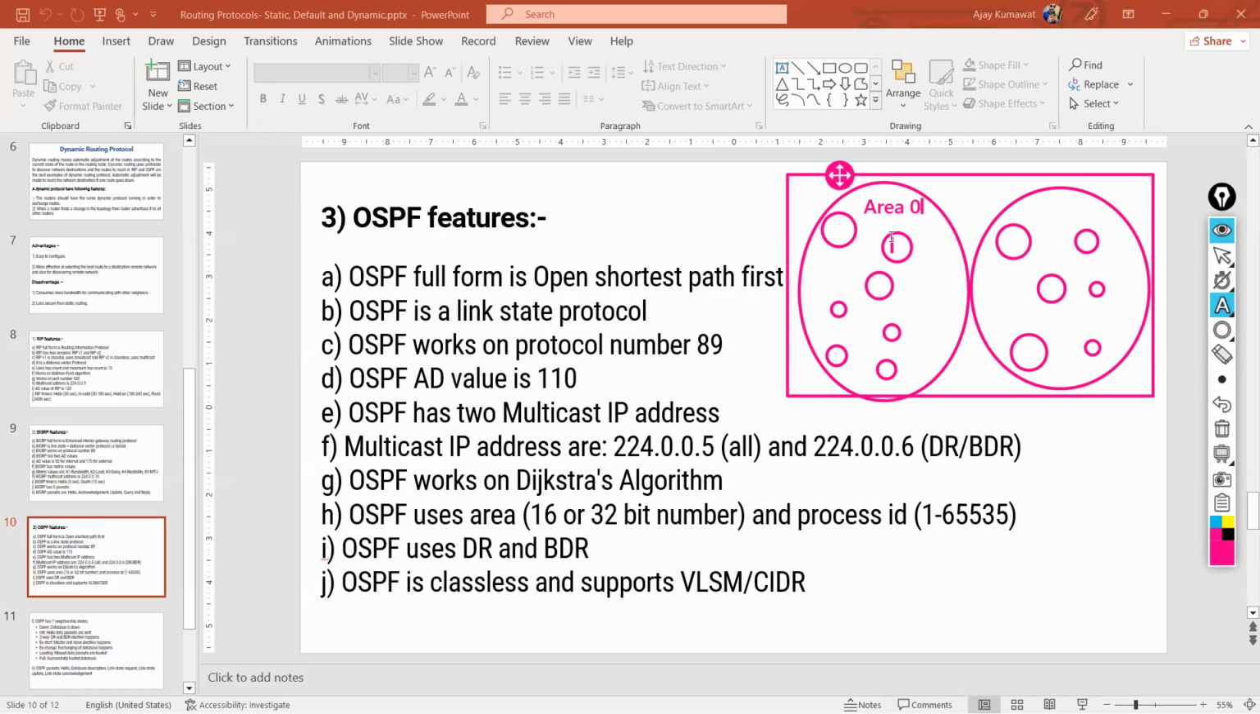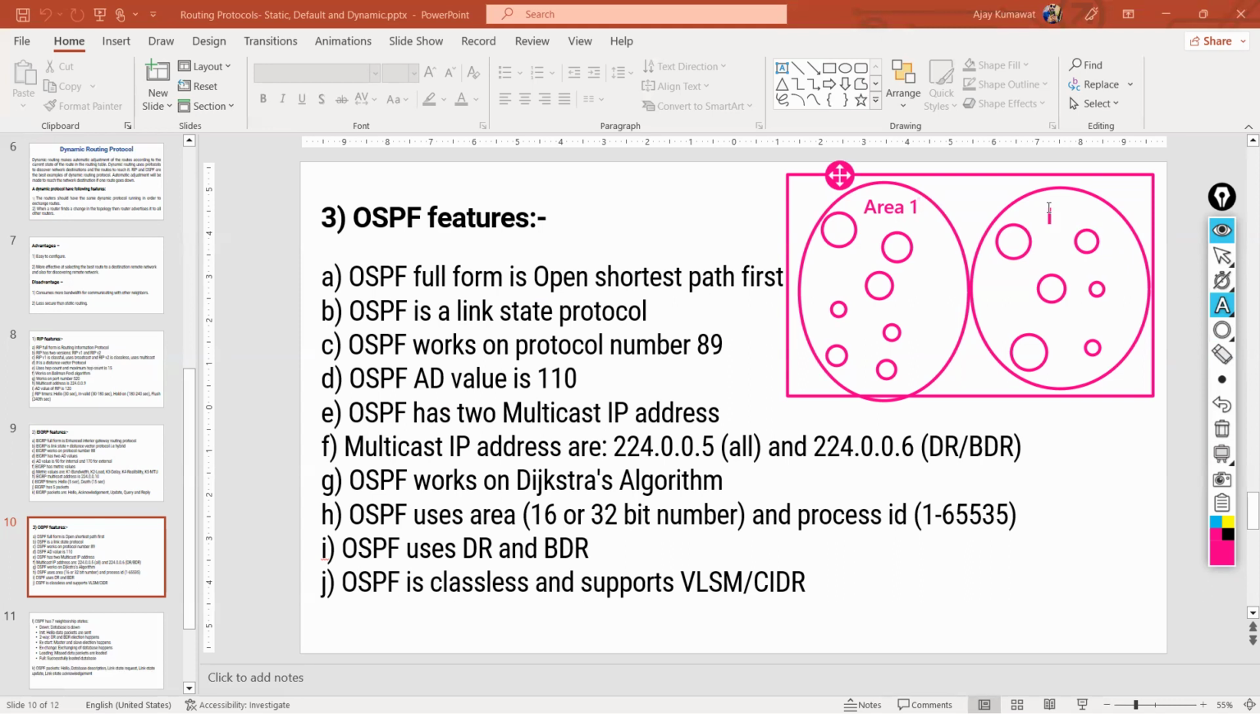So the same thing is there with area 0: if you have two areas, by default, they will not be able to communicate. Let's say, for example, this is area 1, and this is area 2. So these two areas will never communicate with each other. If they have to communicate, they need area 0.